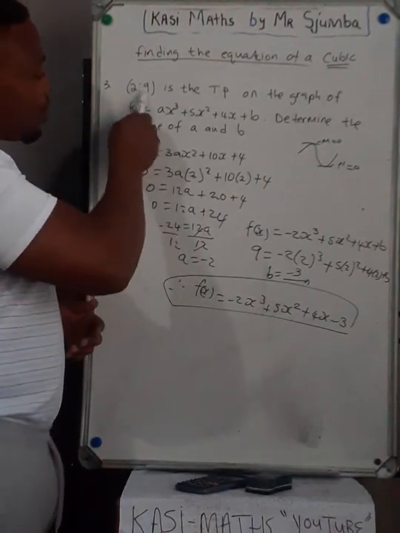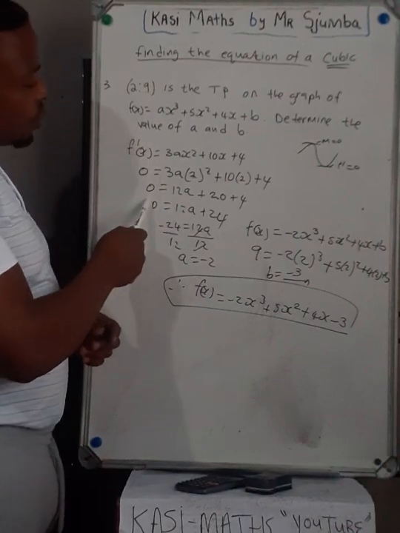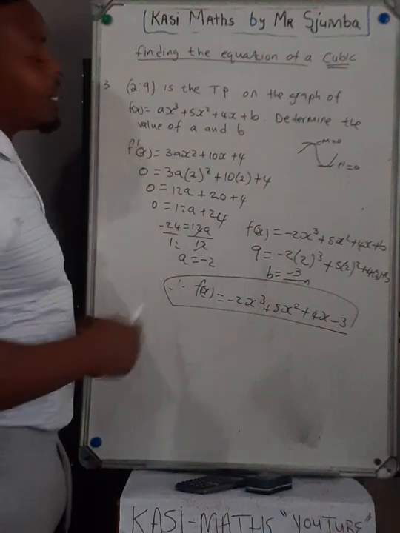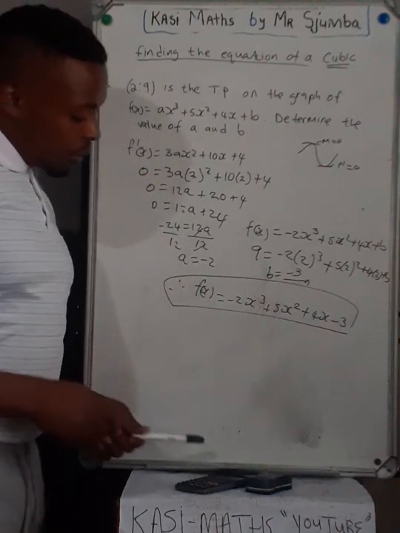If we had been given a point of inflection, we would derive twice, then change the second derivative to 0, then substitute the x value that would be there.